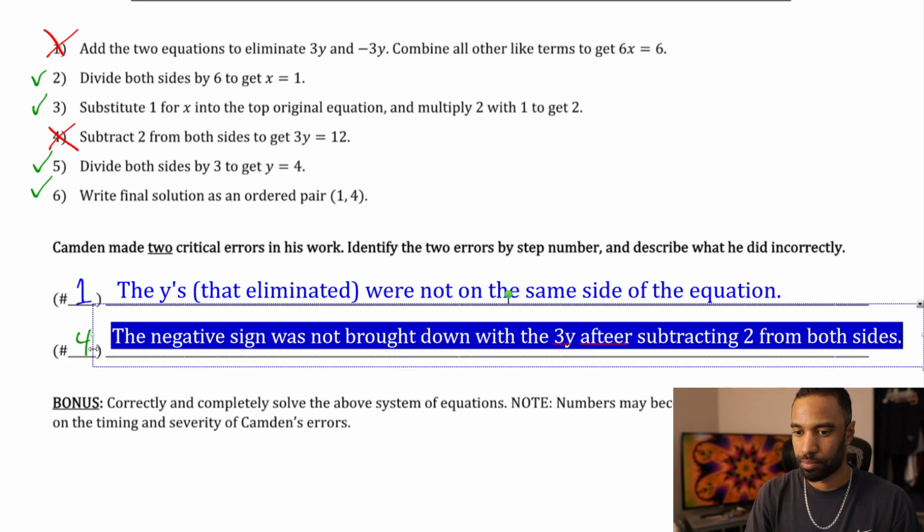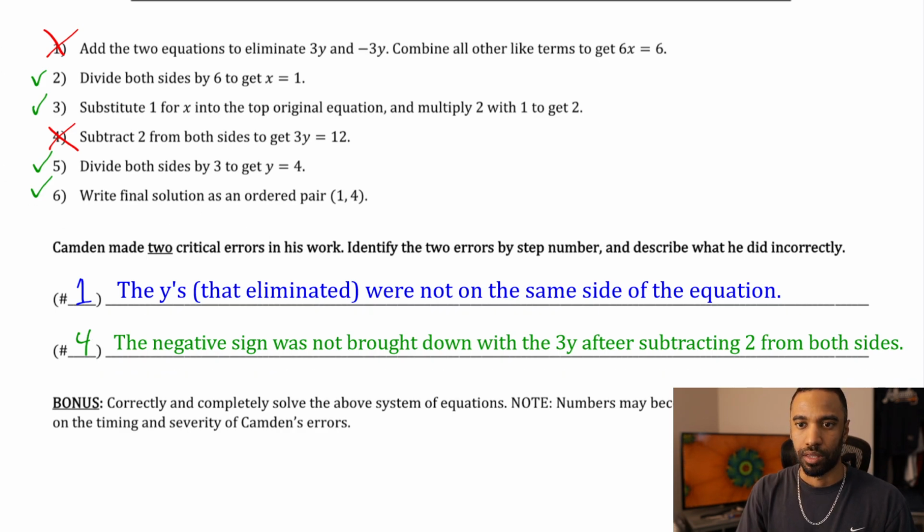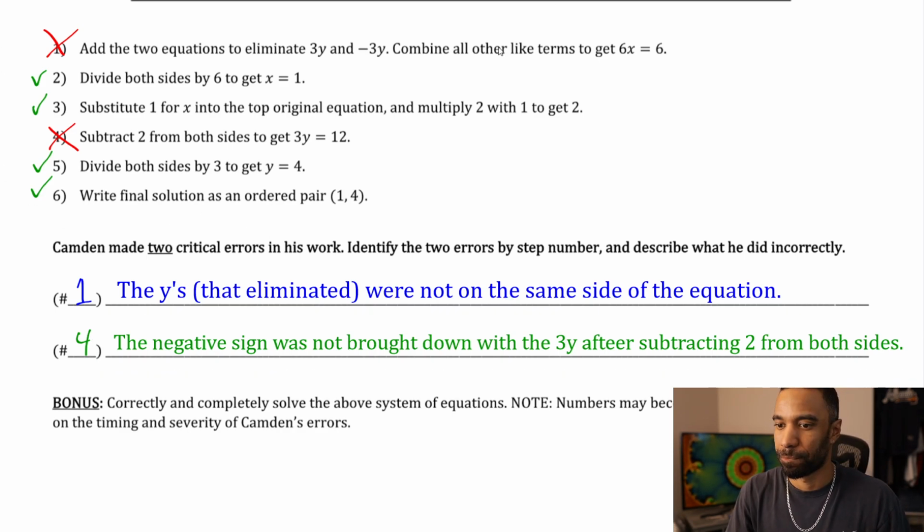Looks good. Right there. All right. And that was that. 2 errors.